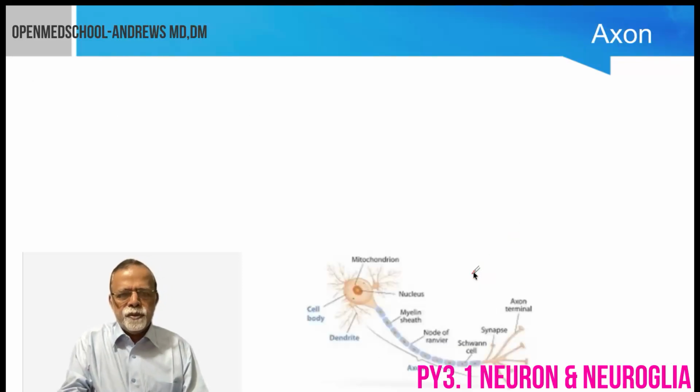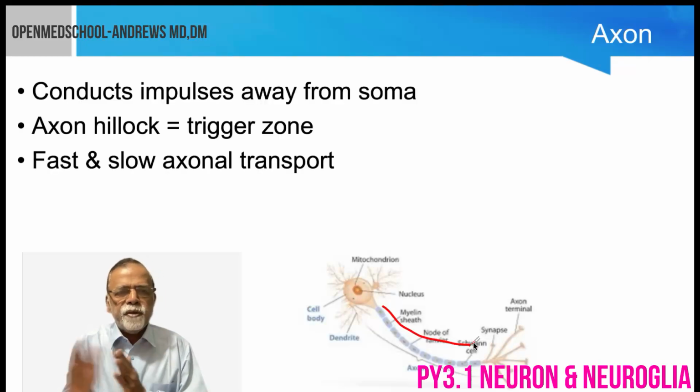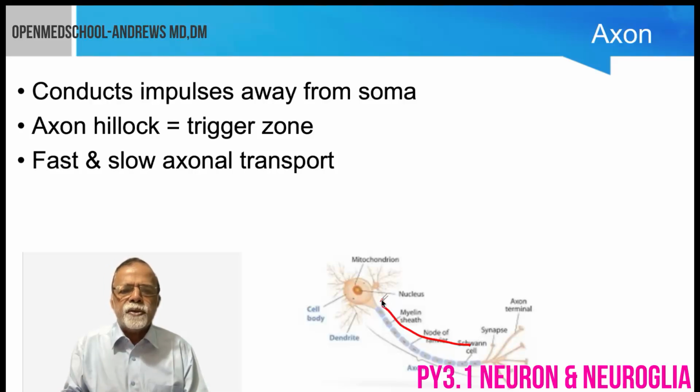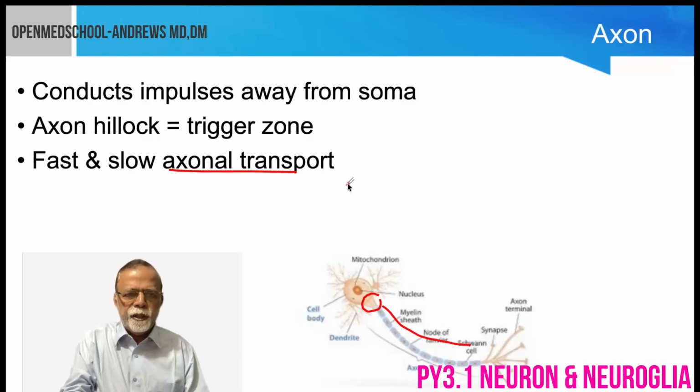Now we look at the axon. So as mentioned, this is the axon. So what is the axon? Axon conducts impulses away from the soma. And this part where the axon starts in the cell body is called the axon hillock. It's a trigger zone. We'll learn about it later. And in the axon there is transport of materials, called axonal transport. There are two types of transport, fast transport and slow transport, about which we will study later.